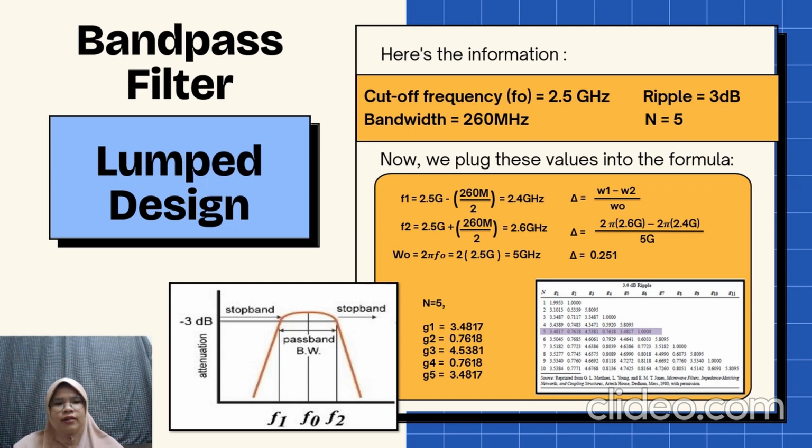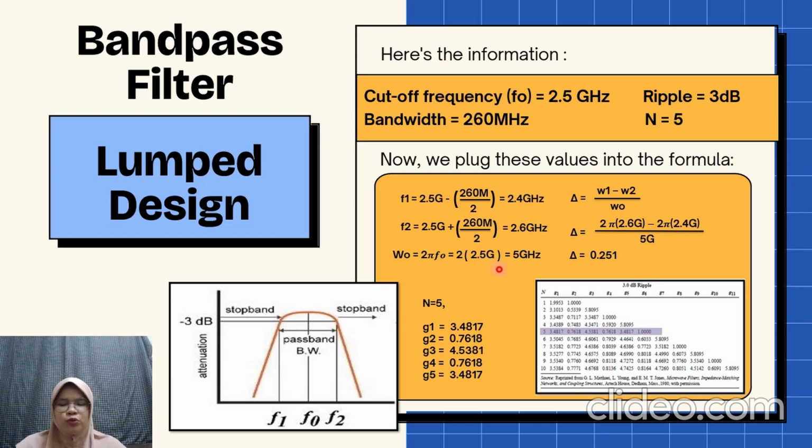So in this slide here, this is a graph of a bandpass filter. So in the information, cutoff frequency is 2.5 GHz, ripple is 3 dB, and bandwidth is 260 MHz. So we plug all of this information into the formula. So the frequency 1 is equal to 2.5 GHz minus 260 MHz divided by 2 equal to 2.4, and frequency 2 is 2.5 GHz plus 260 MHz divided by 2 equal to 2.6.